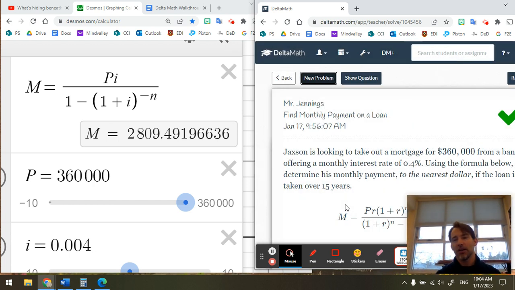Yay! So that's how you can find the monthly payment on a loan. You can do it all in Desmos, or you can work it out by hand on a piece of paper each time. You do you.